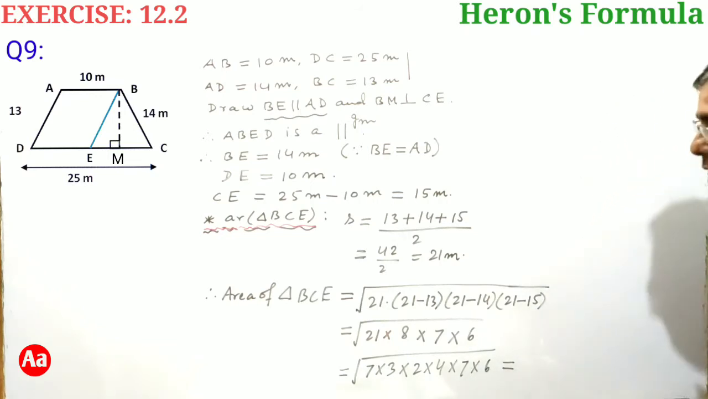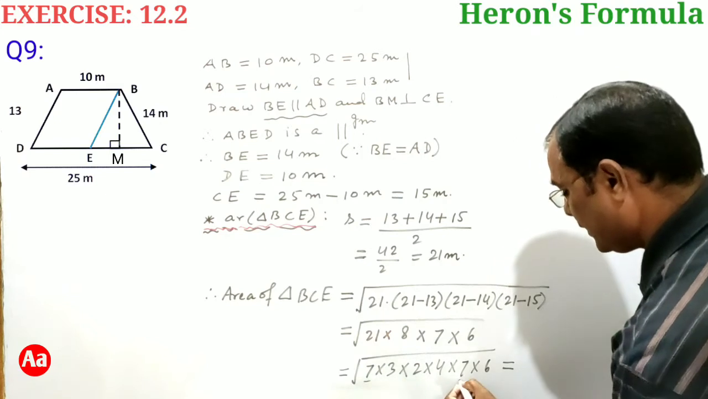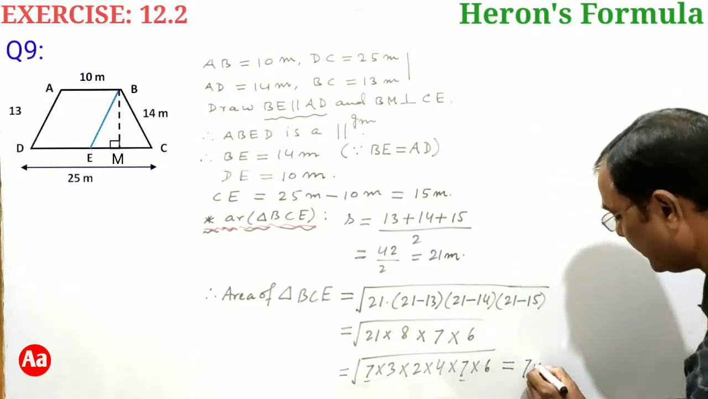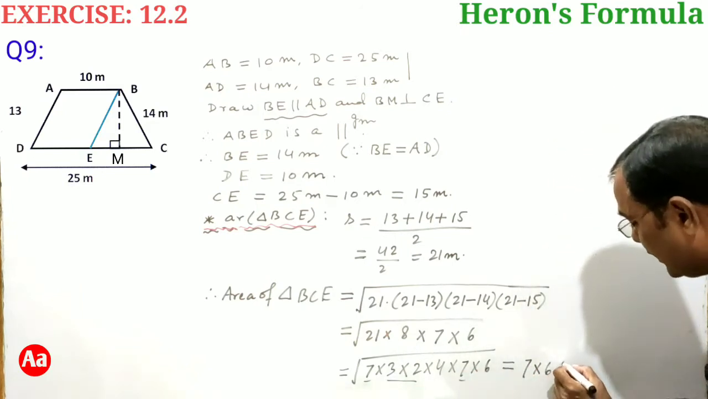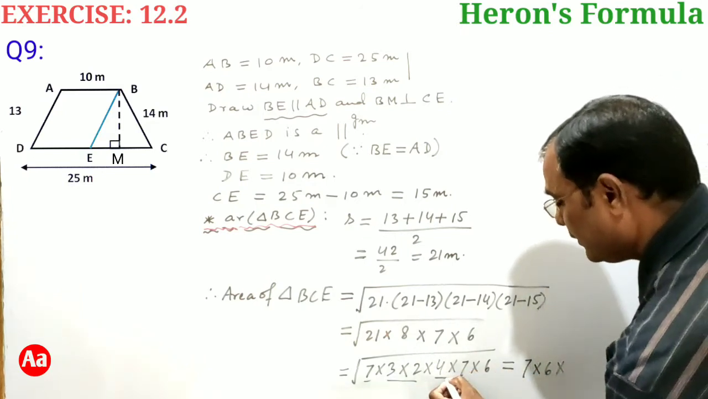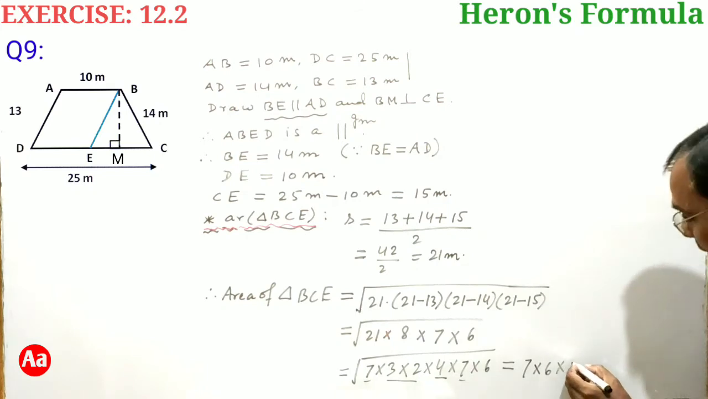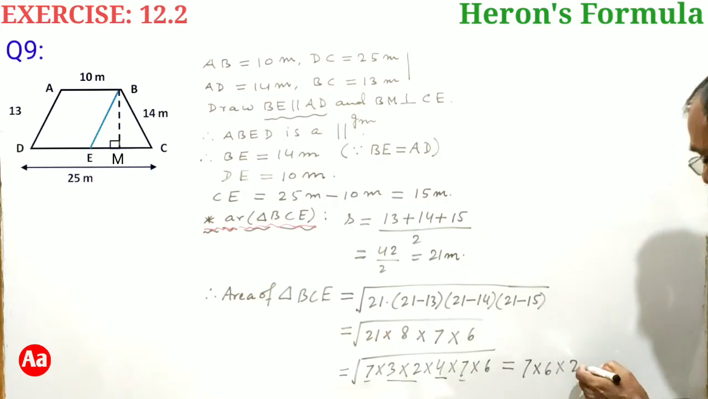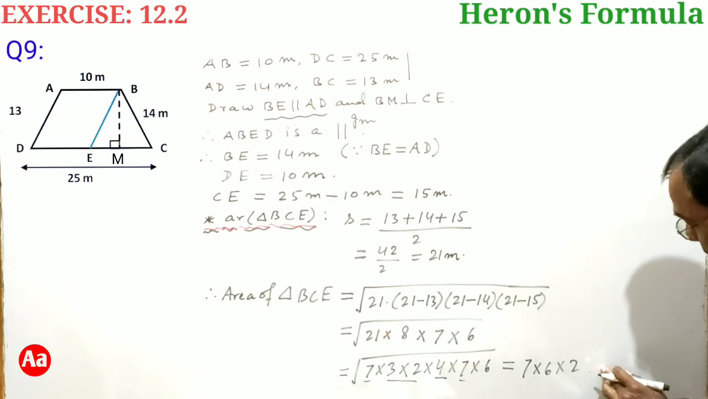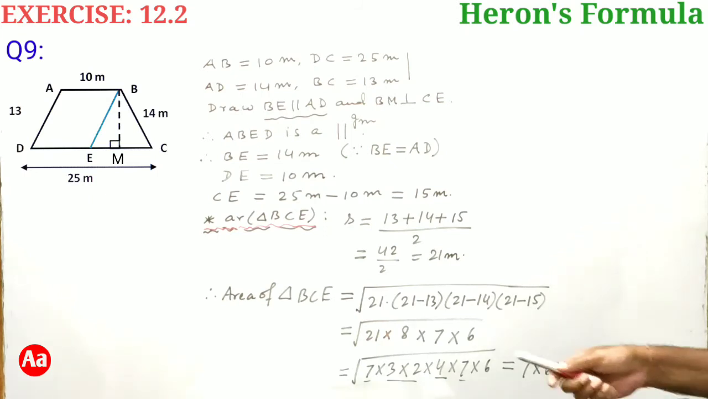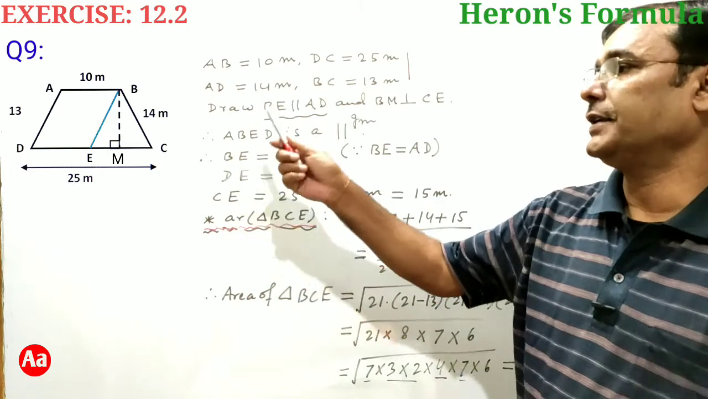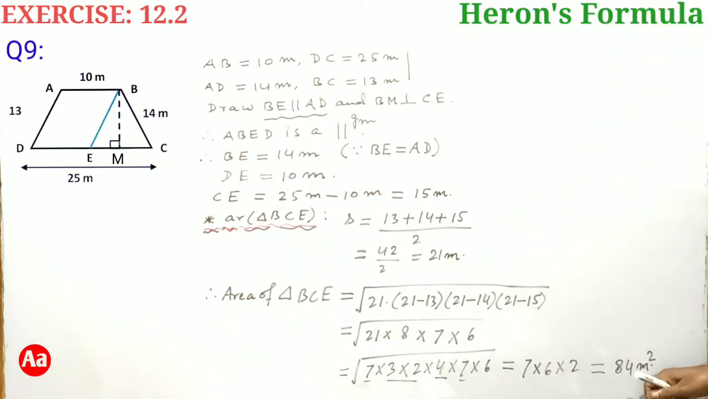So this is equal to 7 into 7, square root is 7. 3 into 2, 6 into 6, square root is 6. Square root of 4 is 2. So this is equal to 84 meter square. So area of triangle BCE we have calculated 84 meter square.